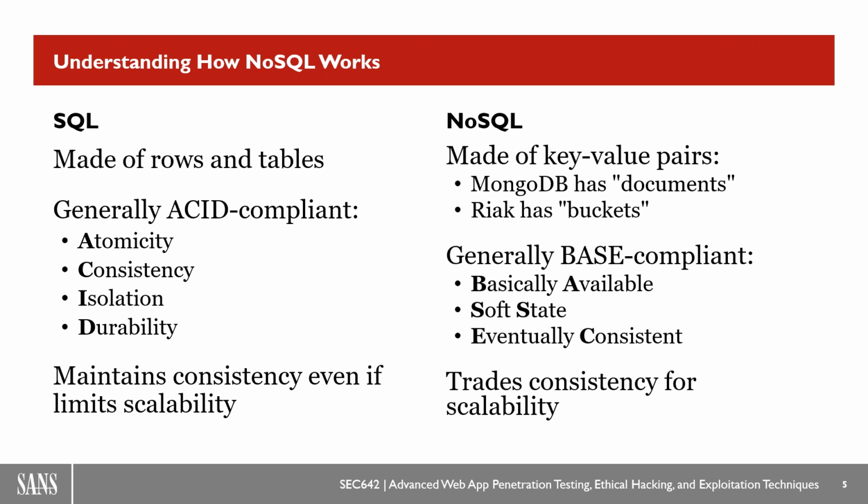On the other hand, NoSQL is these key or name value pairs. And different NoSQL databases call them different things. Mongo calls them documents. Riak calls them buckets. But the clear difference here is the principles that guide them. The principles here are basically available, soft state, eventually consistent. Kind of, maybe.